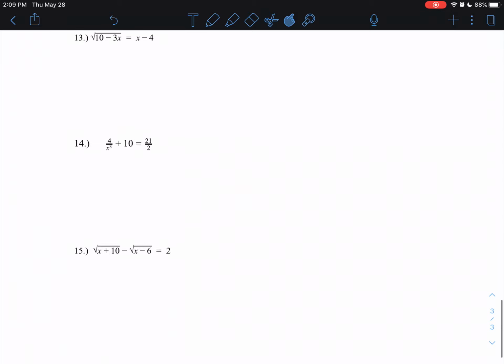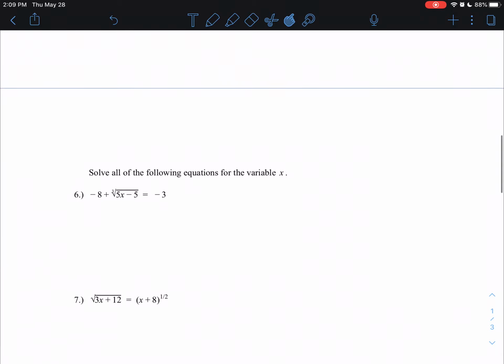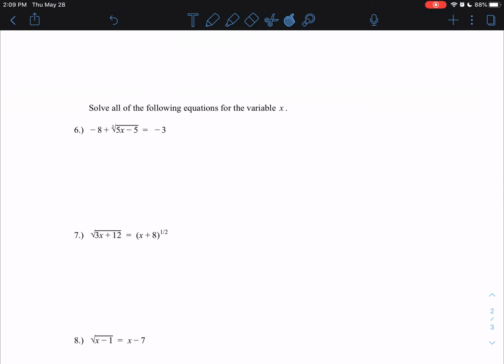Okay, so then there are these problems here. Solving for the variable x, solving our rational functions.